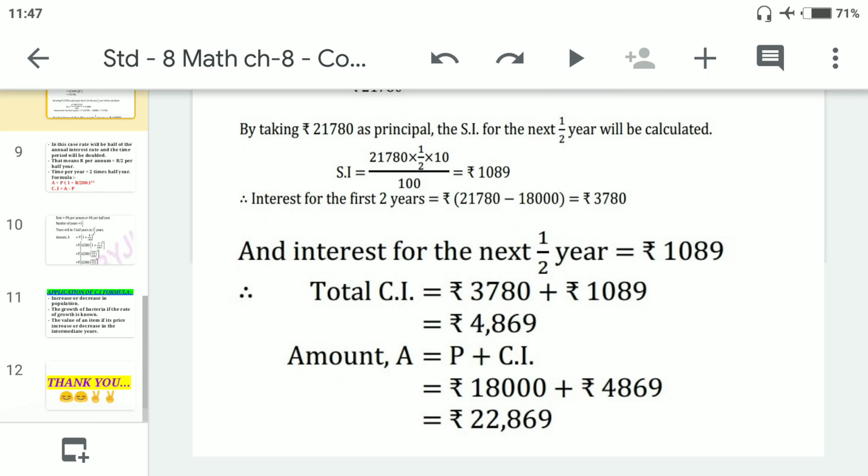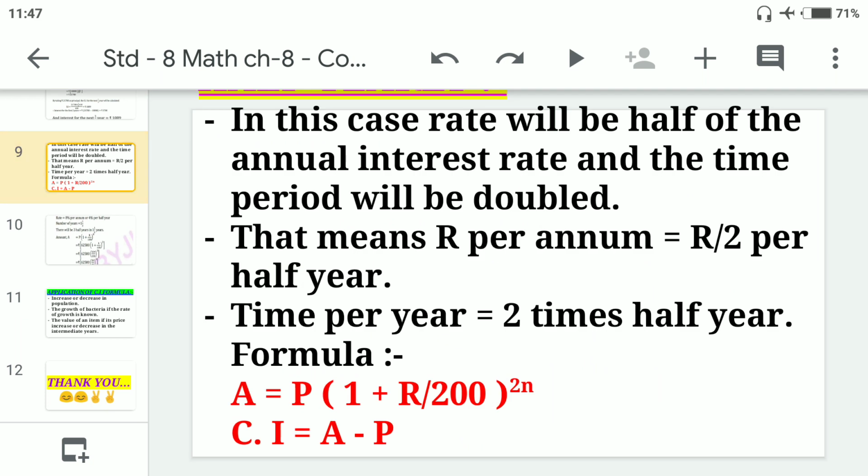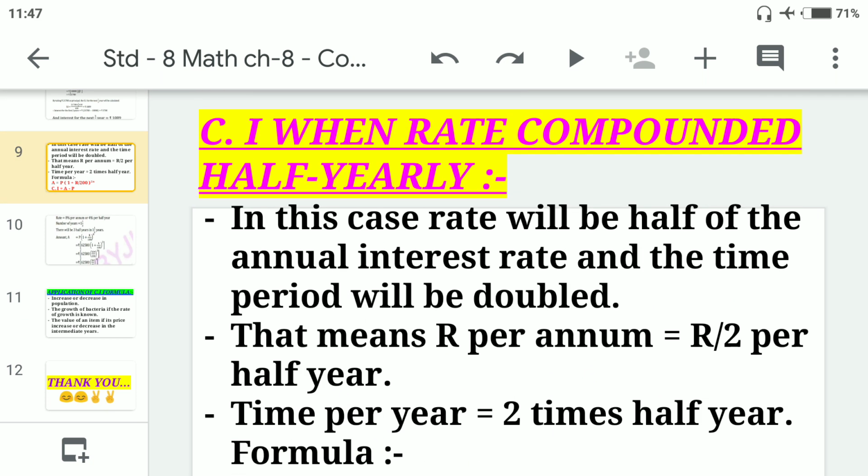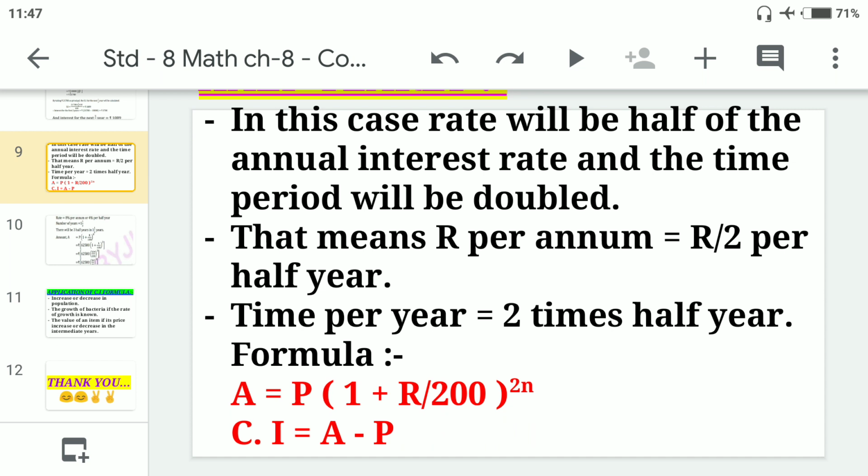Alright, now what if it is the compound interest half yearly? So in this case what will happen? It is also very simple. Simply one change will be there. In this case rate will be half of the annual interest rate and the time period will be double. Rate will be half and the time period will be double, because the rate is always per annum. So for half year it will definitely be divided by 2, and it is asking the time period is half year. That means in 1 year there are 2 half years. So for that, you have to multiply the time with 2.